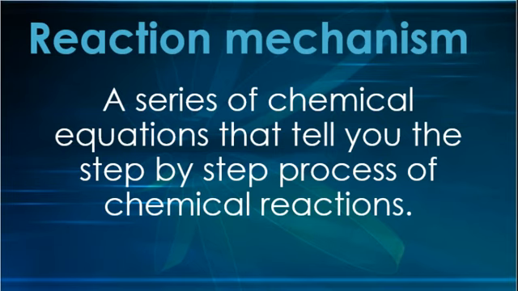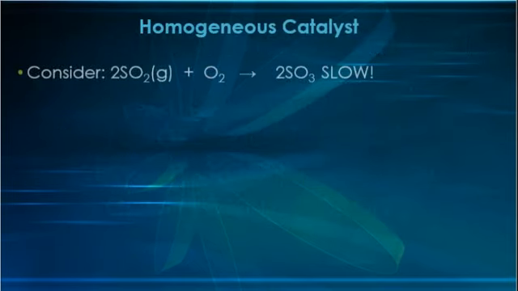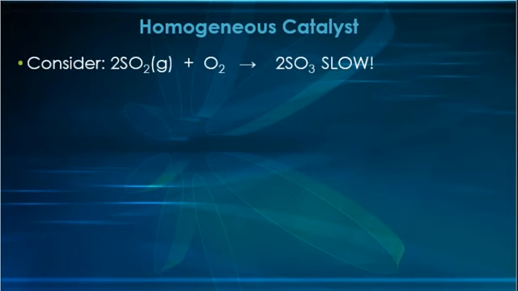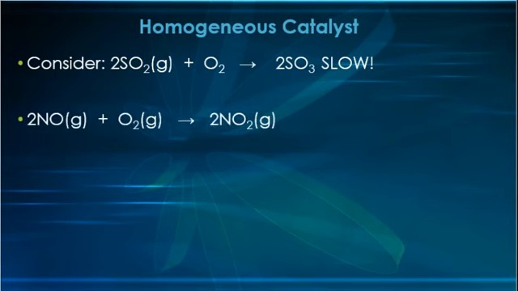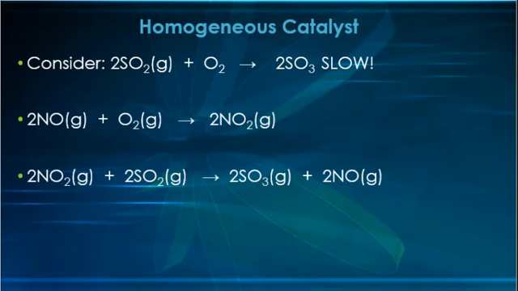All right, good. So let's take a look at it. Here we go. We're going to take some SO2 and put oxygen in there. We're going to have it make an SO3, but that's very slow. So we're going to add a catalyst to it. There it is again. And we're going to make it go faster.